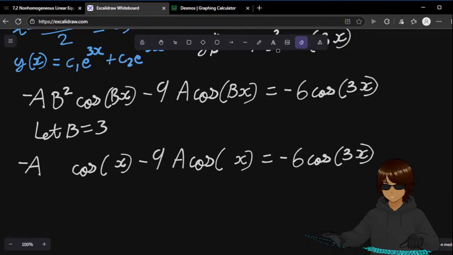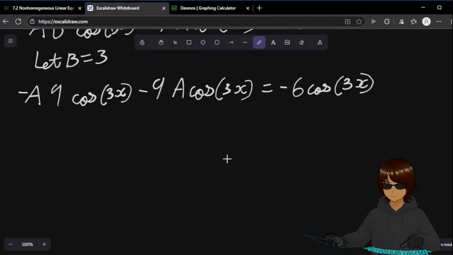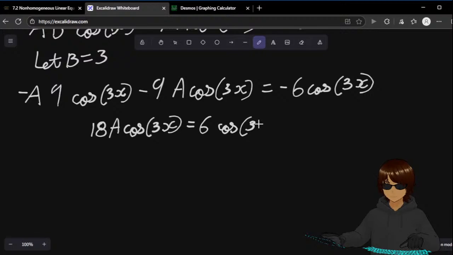b, 3b, 9, 3, 3. And then we have 9a. So this appears 2 times and becomes minus 18a cos 3x is equal to, I can remove the minus, 6 is equal to 18a, which implies that a is equal to 1 over 3.